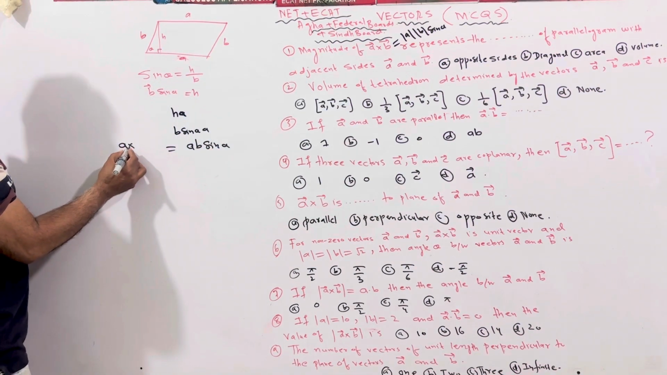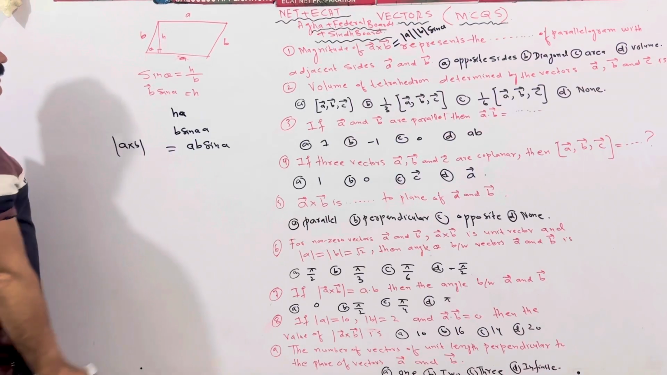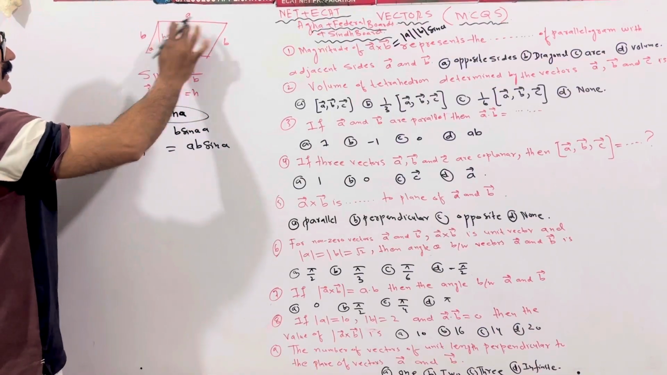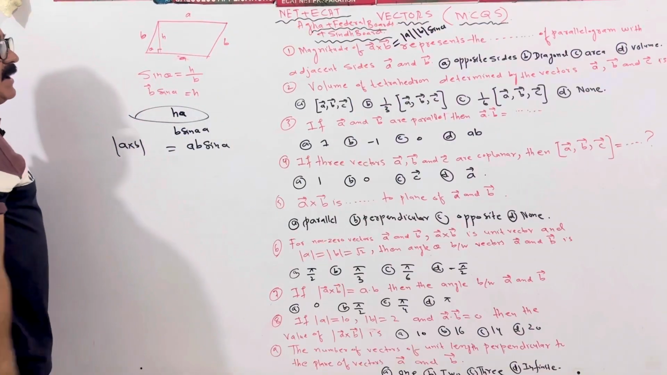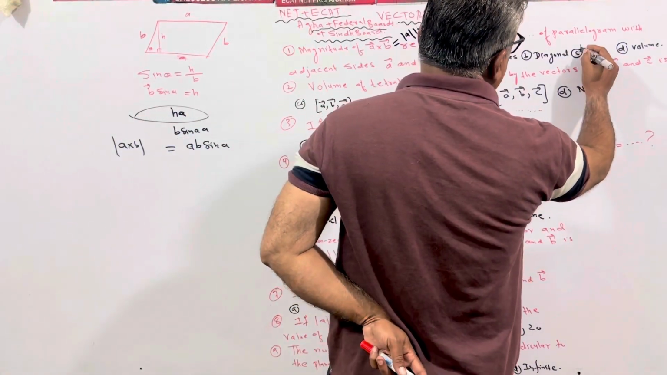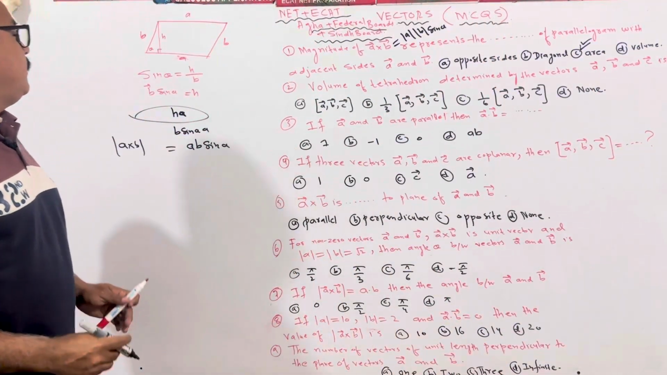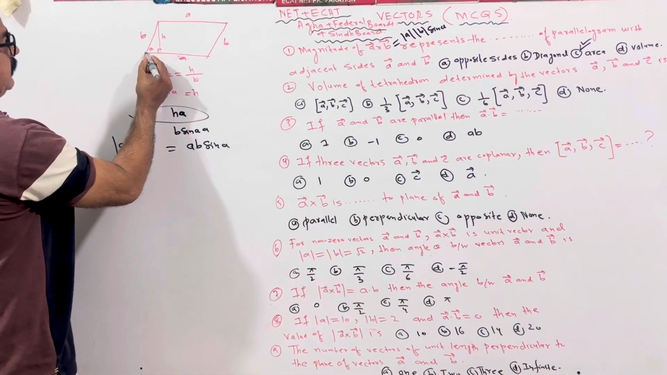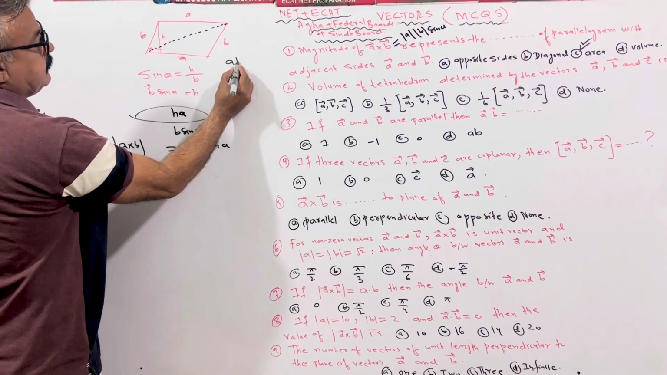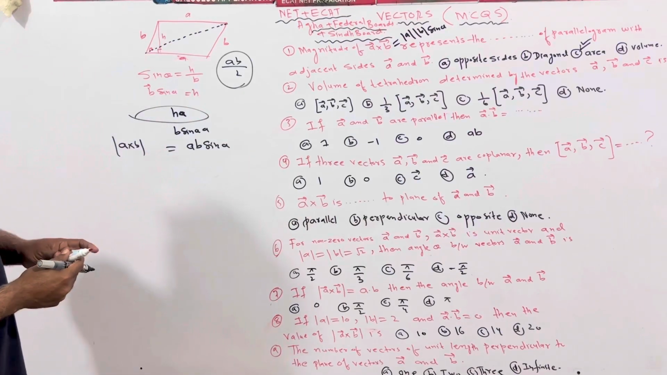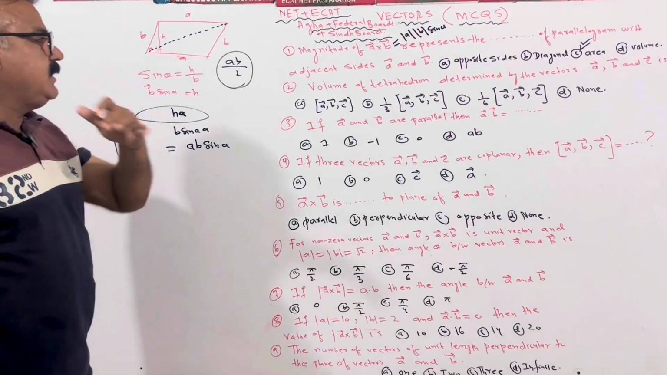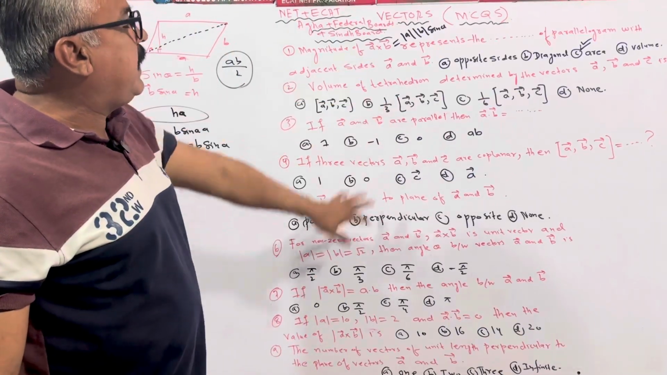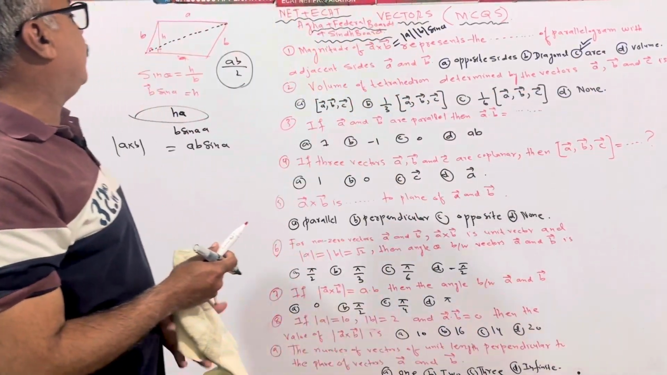Let me give you the complete picture. So the magnitude of A cross B is equal to AB sine theta. It represents the area of the parallelogram: height times base. If you are interested in finding the area of a triangle, just divide by 2, and it will become the area of the triangle. So the magnitude of A cross B, where A and B are the adjacent sides of a parallelogram represented by vectors, represents the area of the parallelogram.